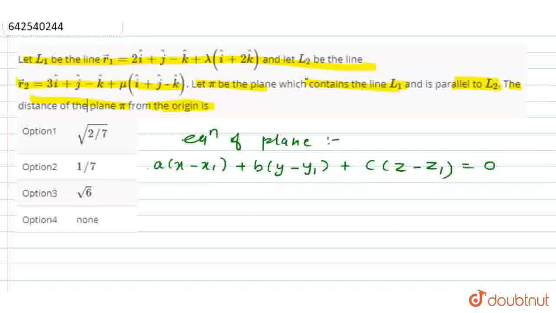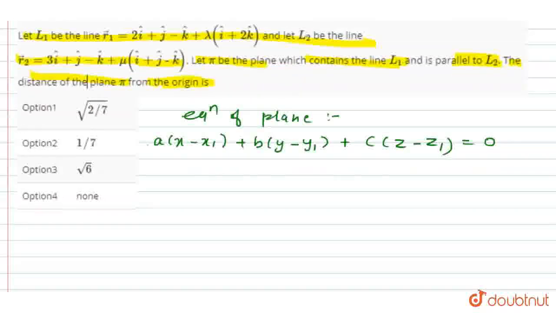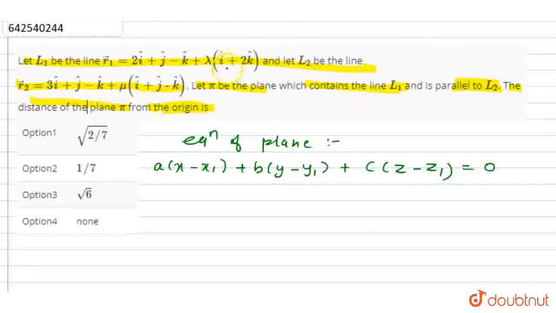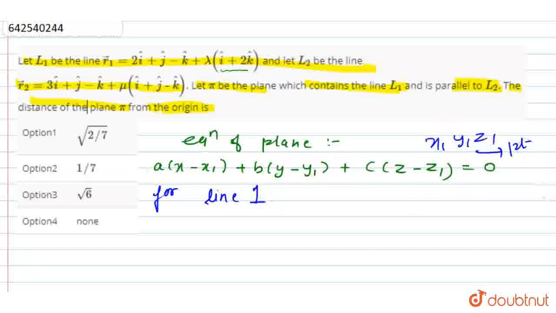Now in the question we can see that the line L1 is in the plane. That means the plane contains the line L1. So we can say that the normal of the line, that is i + 2k, will be the normal of the plane. For line 1 we will have our x1, y1 and z1 as the points through which the plane is passing, and since it contains the line also, the points through which the line is passing will also be points through which the plane is passing. So for line 1 our points are 2, 1 and -1.